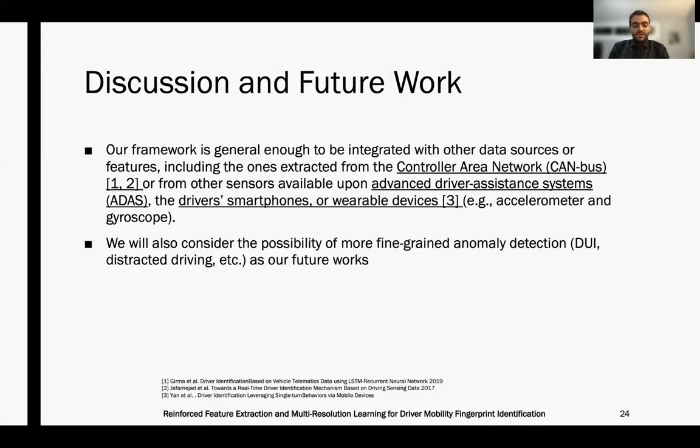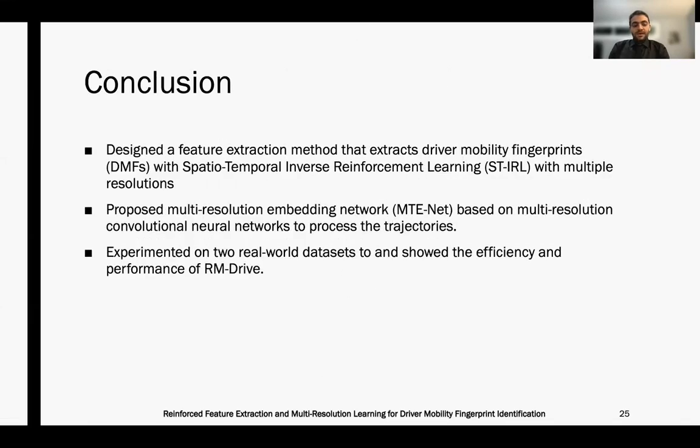In this work, we just focused on GPS trajectories, but our framework is general enough to be integrated with other sources of data, like the ones from smartphones or wearable devices or CAN bus. We can also consider the possibility of more fine-grained anomaly detection in our future work. In conclusion, we designed a feature extraction method that extracts driver mobility fingerprints using inverse reinforcement learning with multiple resolutions, and then we further process them with a multi-resolution neural network, and we perform experiments on 2 real-world datasets to show the efficiency of our framework.